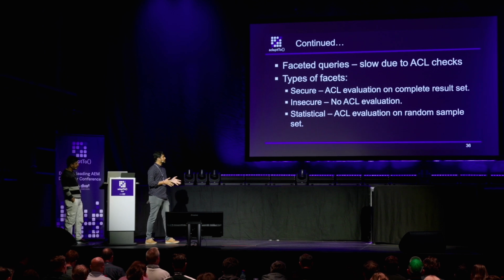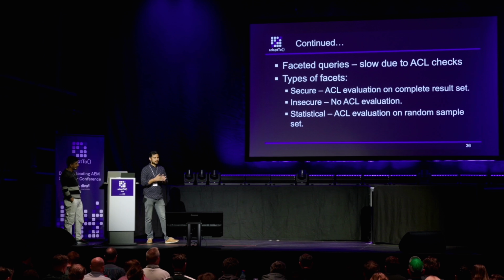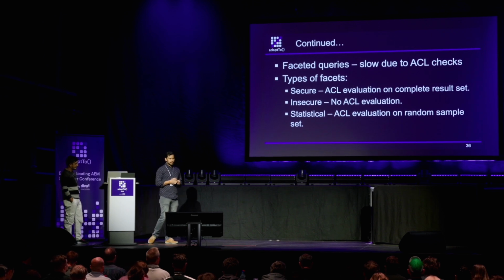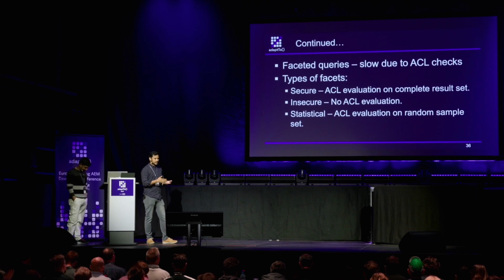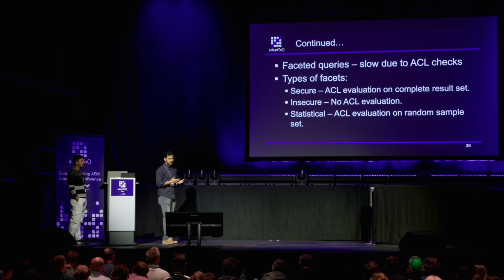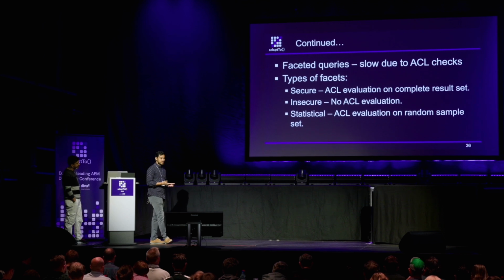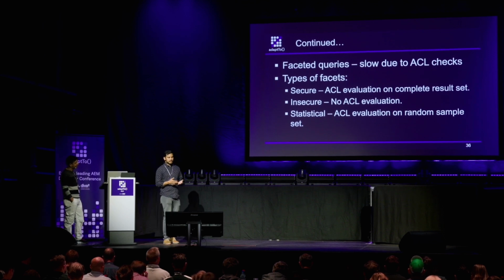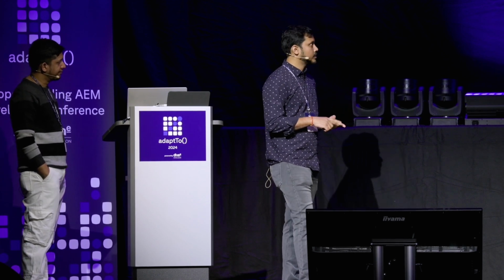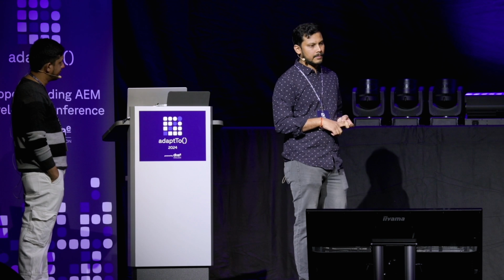A great example to showcase ACL evaluation issues is your faceted query. Because ACL evaluation happens at later stages, it makes your facet queries really, really slow. So we have a few configurations in the index definition itself, where you have to define what kind of ACL evaluation you want for your results. The three types of configurations are: you can set your facets to secure, insecure, or statistical.